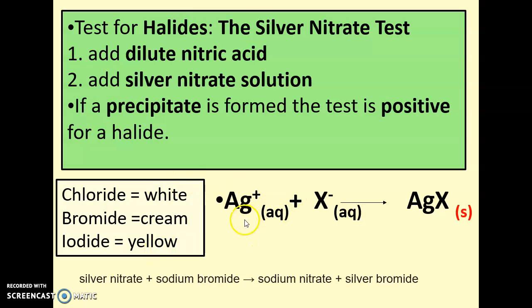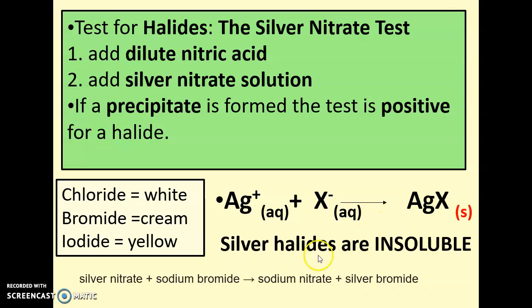Now this is the ionic equation for the reaction between silver ion and the halide ion to form the silver halide. Silver halides are insoluble and hence they form the precipitate. For example, silver nitrate will react with sodium bromide to form sodium nitrate and silver bromide. Silver bromide forms the cream precipitate.